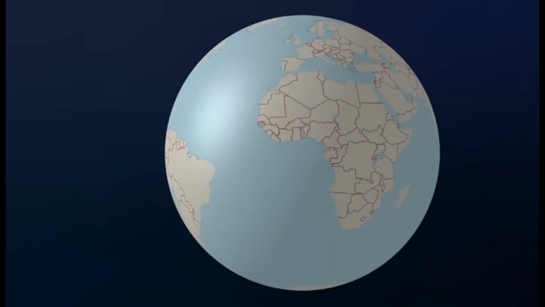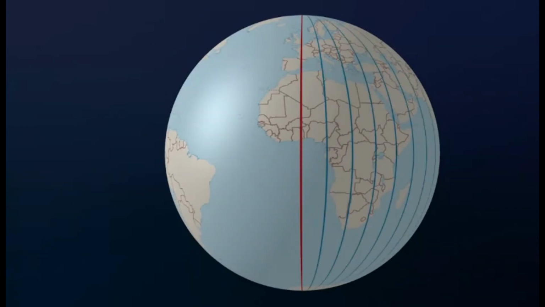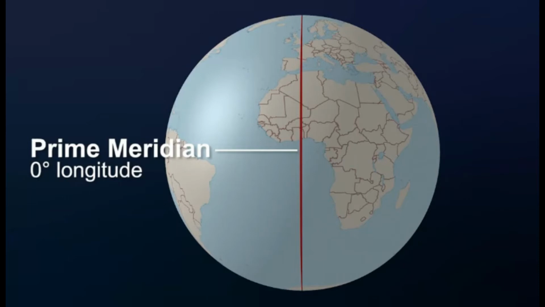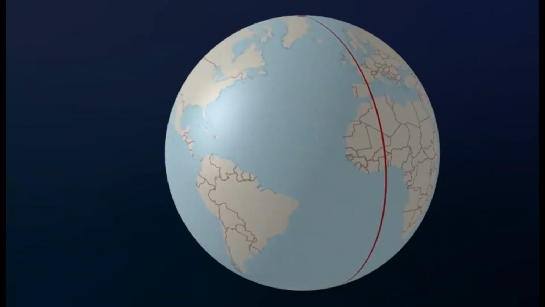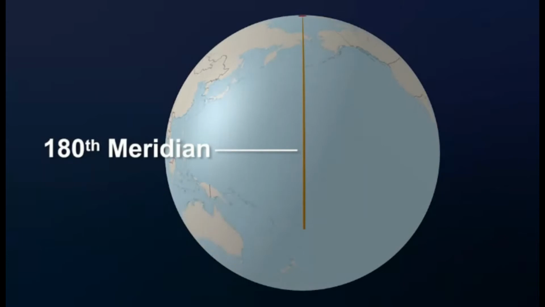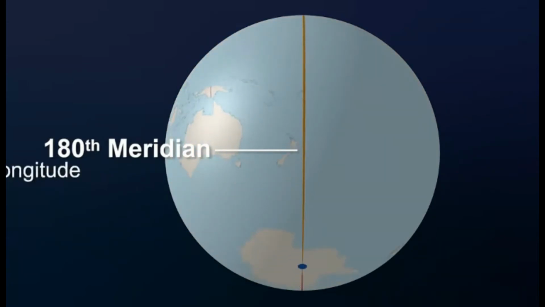Meridians are used to measure the distance in degrees east or west from the prime meridian. The prime meridian is 0 degree longitude. The 180th meridian is the line of longitude that is exactly opposite the prime meridian.